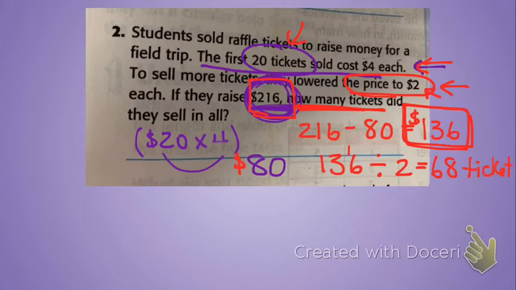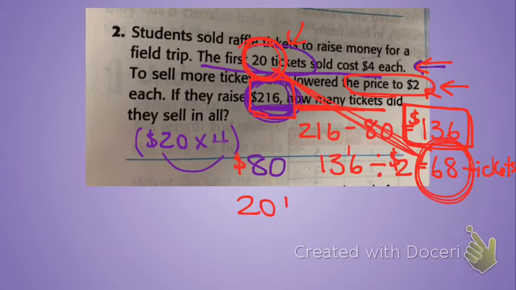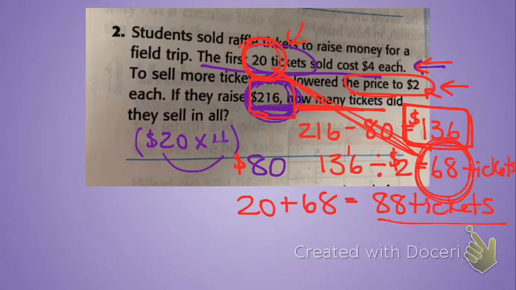Is that the answer? No. That's how many of the $2 tickets were sold. So I have 68 tickets here, and I have 20 tickets here. So if I add these two tickets together, that's going to give me 20 plus 68 for a grand total of 88 tickets. That is the question that was being asked. 88 tickets. That was a toughie, wasn't it? Hopefully you were able to get that answer.